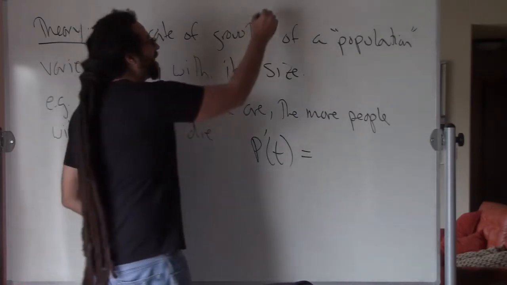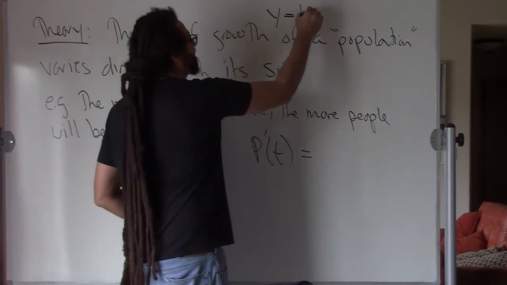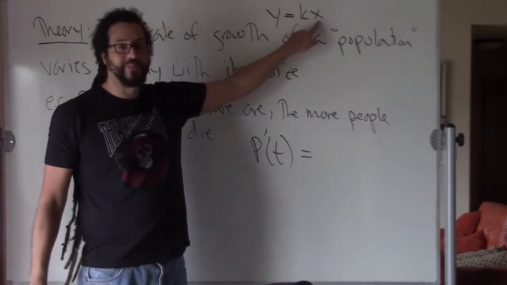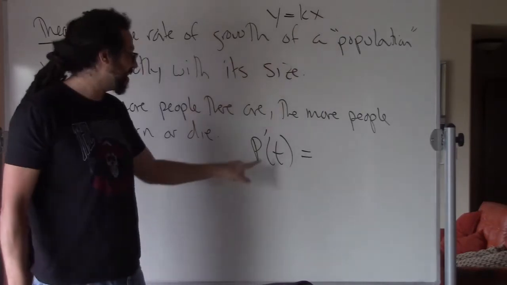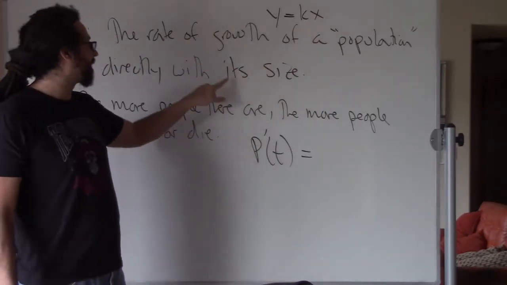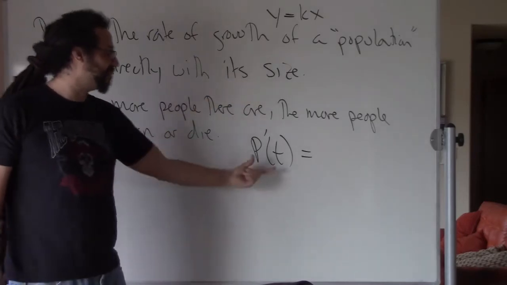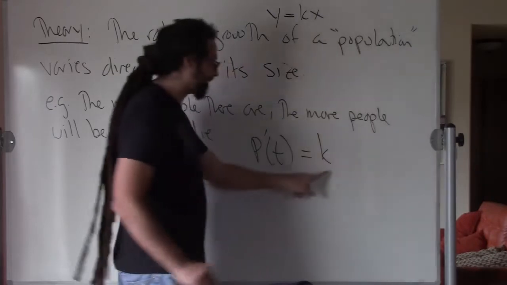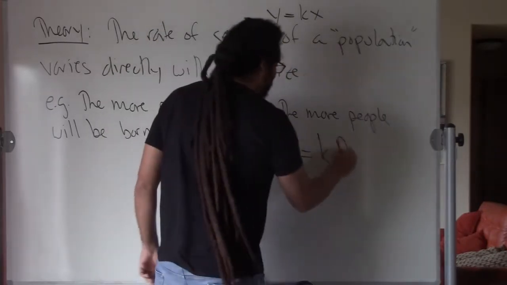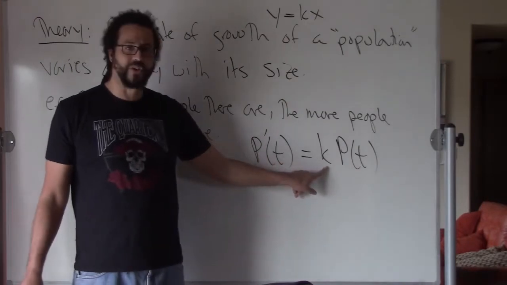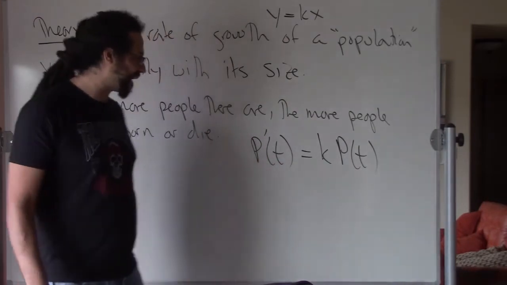And to say that y varies directly as x is the same thing as saying y is equal to k times x for some constant k. So to say that the rate of growth varies directly with the size of the population means that P prime of t is equal to some constant k times P of t. So we'll call k the growth constant or decay constant.